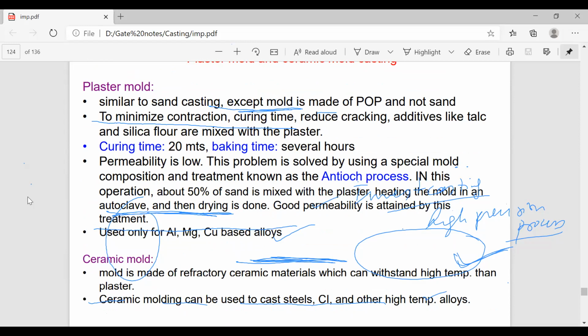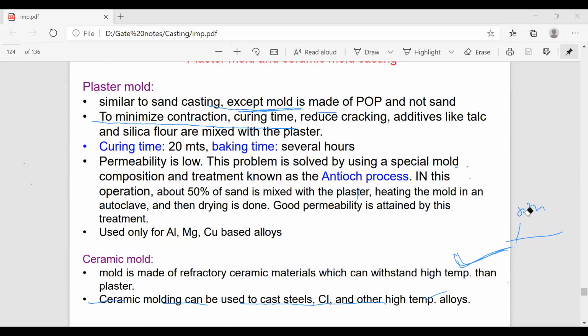Then here it is plaster and ceramic. Yeah, so next is plaster.